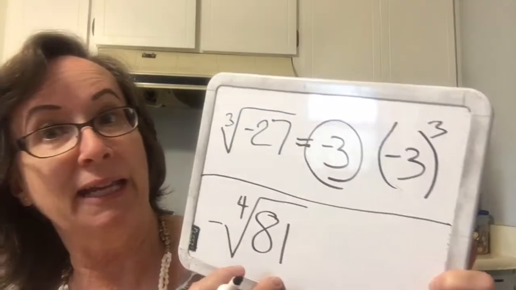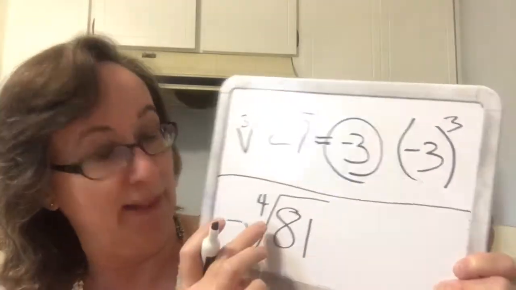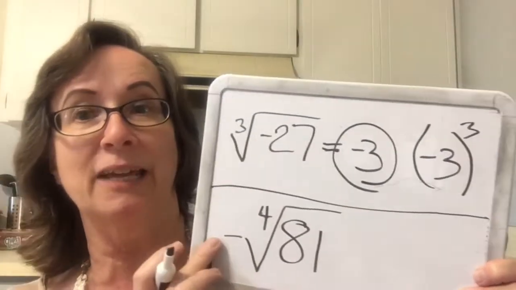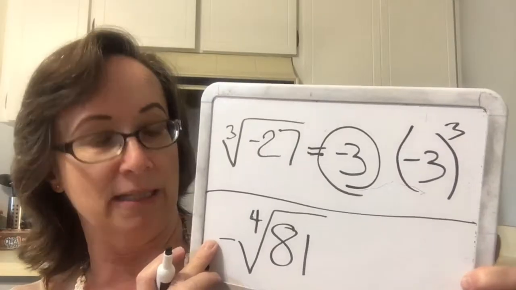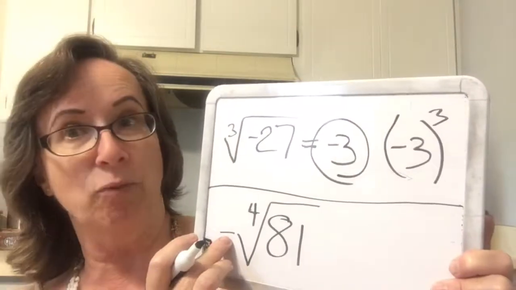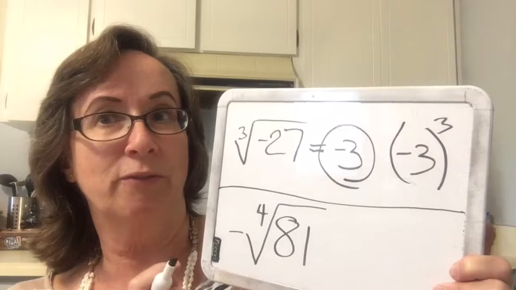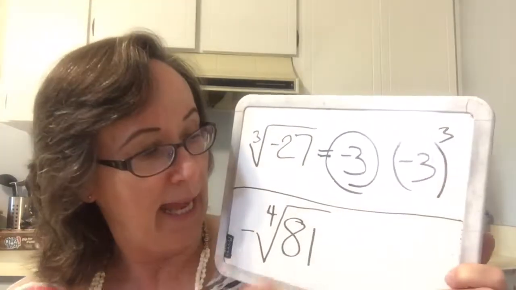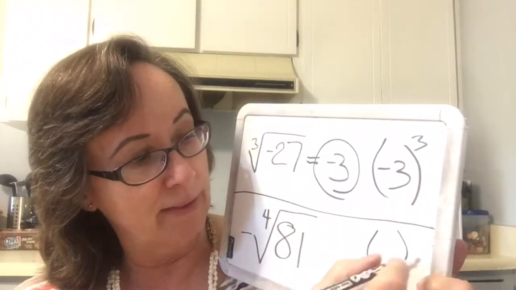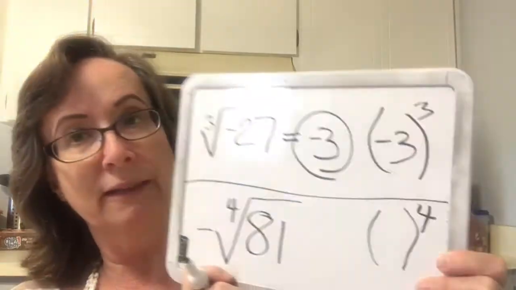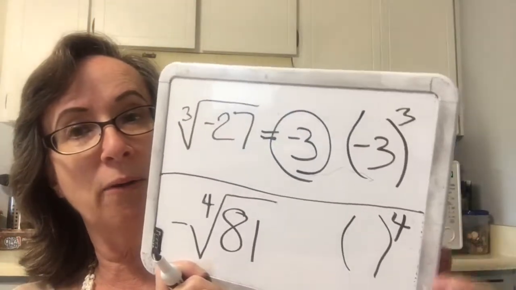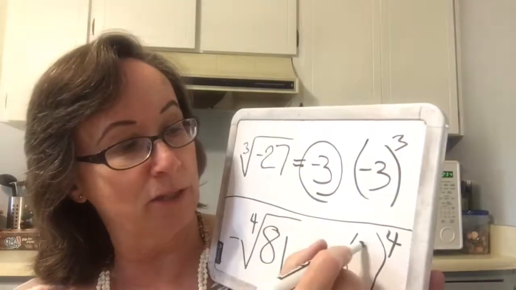The fourth root of 81. Now, fourth root is an even root, but there's no negative under there. There's a negative outside, which does not cause a problem. That's just -1 times whatever the fourth root of 81 is. And I know that there is a number that when you raise it to the 4th power, you get 81, and that number is 3.